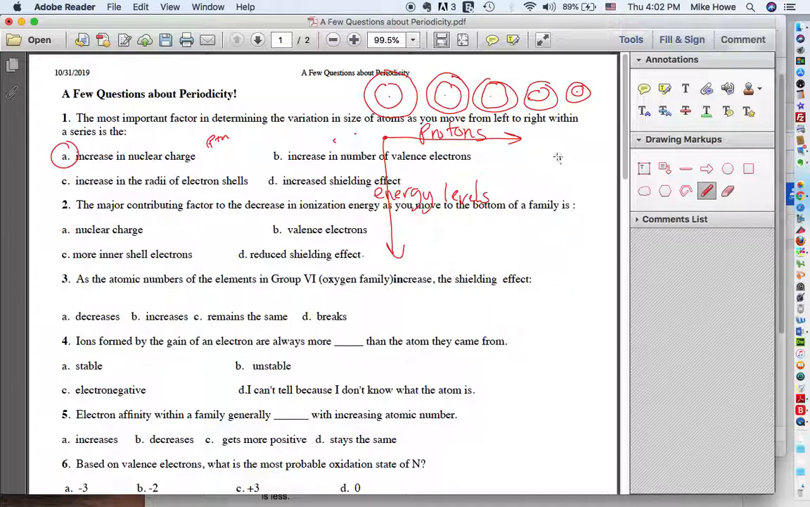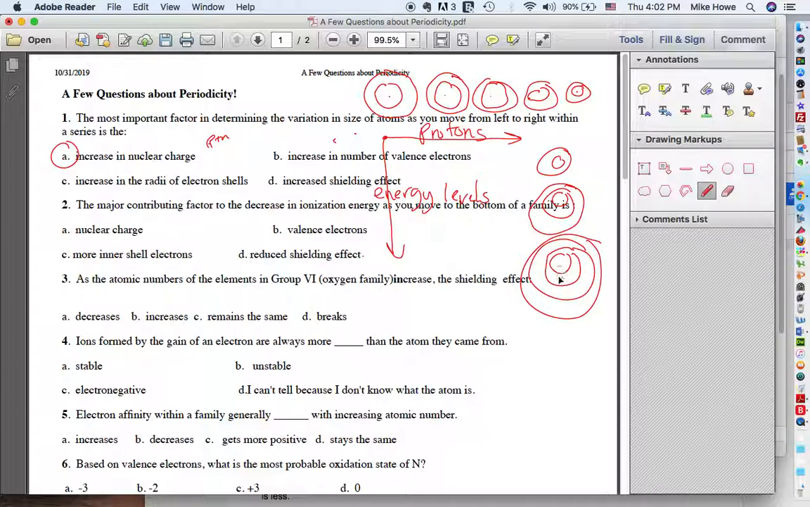Now, as you go down a family, that's going this way, so you're adding an energy level. So if this was lithium, that'd be sodium. 1, 2, 3. This would be potassium, and so on. So you're just adding an energy level every time.